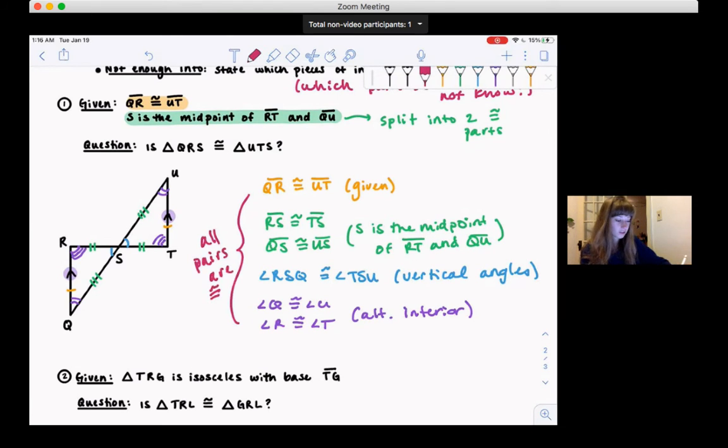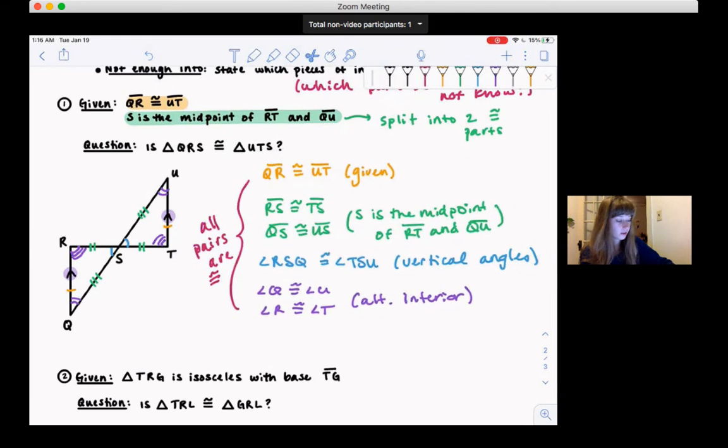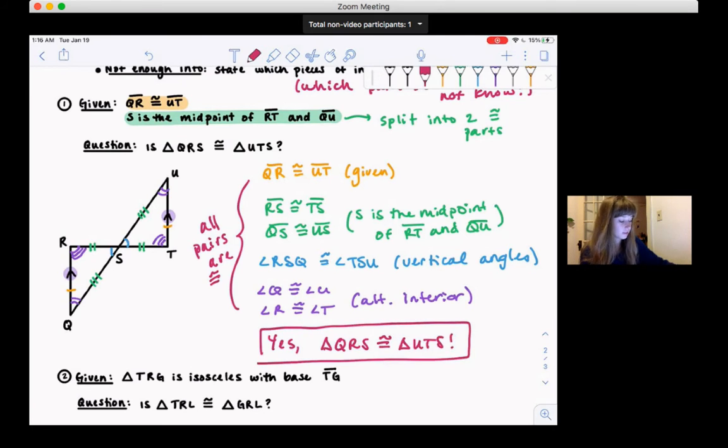So this means that our triangles are indeed congruent. They're exact copies of each other. And we can say that, yes, triangle QRS is congruent to triangle UTS because they are exact copies. They have 6 pairs of congruent corresponding sides, or parts, sorry.